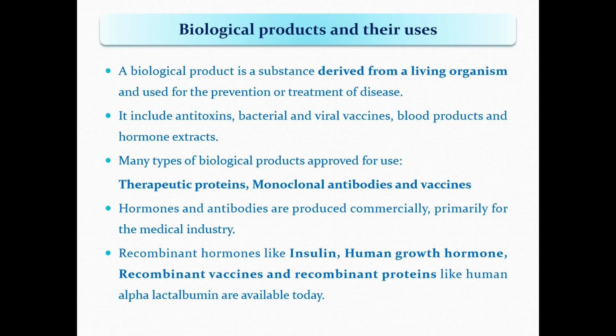Hormones and antibodies are produced commercially for the medical industry. Recombinant hormones like insulin, growth hormone, recombinant vaccines, and recombinant proteins like human alpha-lactalbumin are also produced out of biotechnology and are available today for use.